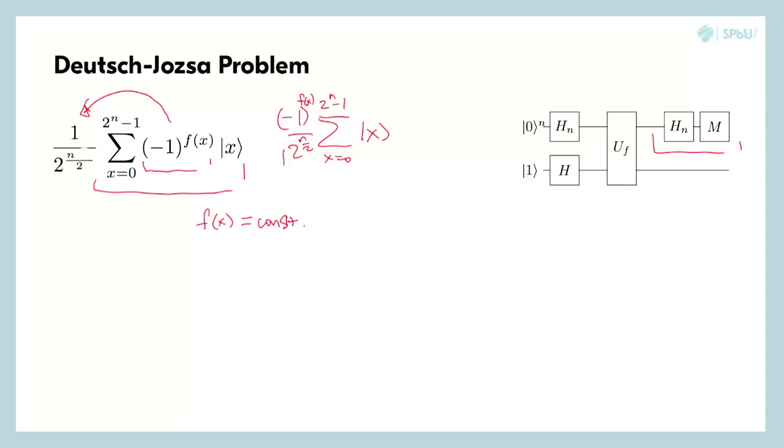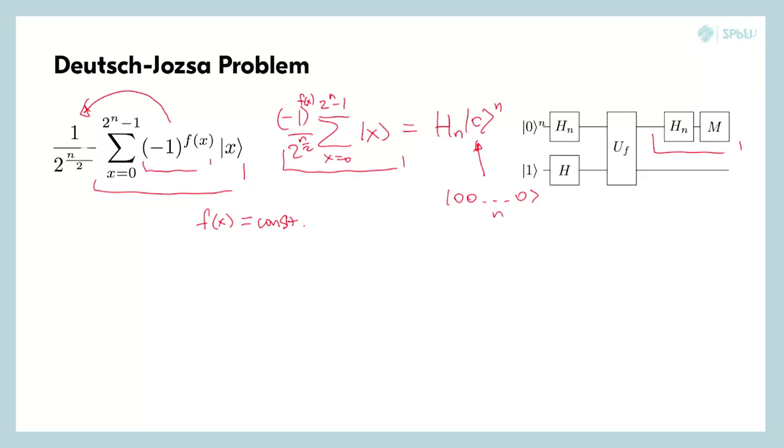Now this sum is very familiar to us. We just have seen it on the previous slide. This is just the n qubit Hadamard of the n zeros vector. Or we can write it like this. So after Hadamard and measurement, we will get this vector, which consists of all zeros, of n zeros.